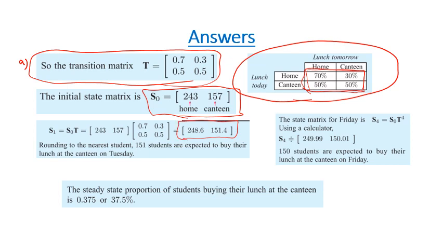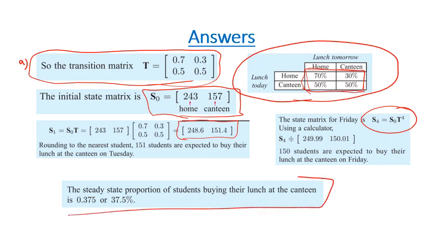And again, like I said, the state matrix of S4 would have given you the answer for Friday. So you've just got to put the initial state matrix and then the transition matrix to the power of 4. And then eventually you would have figured out that the steady proportion of buying lunch at the canteen is probably going to be 3/8 or 37.5%.